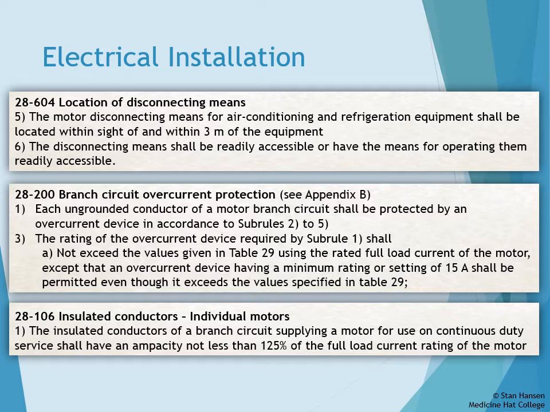28-200 states that we must have its own branch circuit for the air conditioner, so it cannot share a circuit with anything else. And 28-106 states what the wire size for it shall be, which is not less than 125% of the full load current rating of the motor. The purpose of this is because we have what's called an inrush current when that motor starts, so our conductor must be able to handle that.